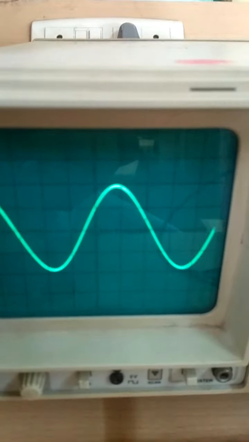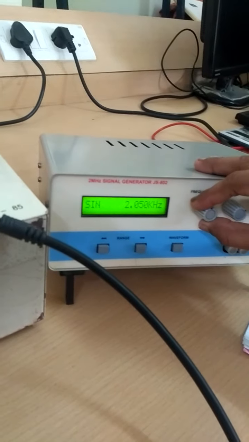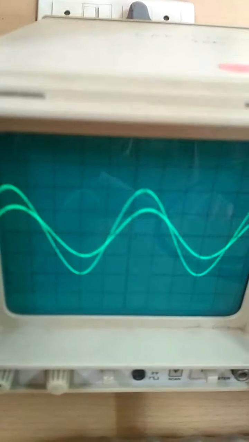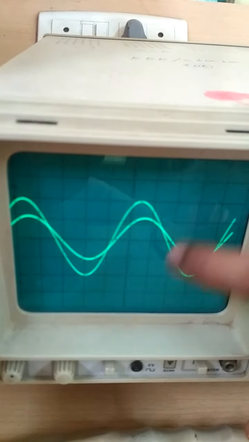Okay, so if we increase the frequency, it's at 200 hertz. If you go on increasing, it's at 2K. If you observe, you can see this waveform. So you should know how to differentiate between lag and lead.